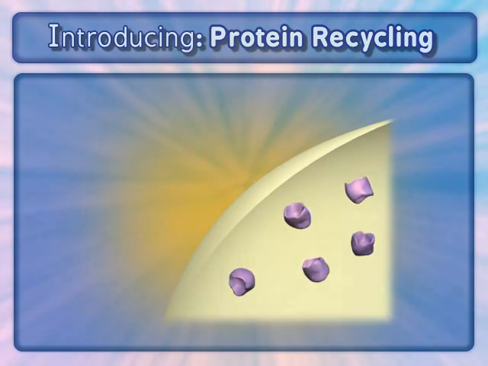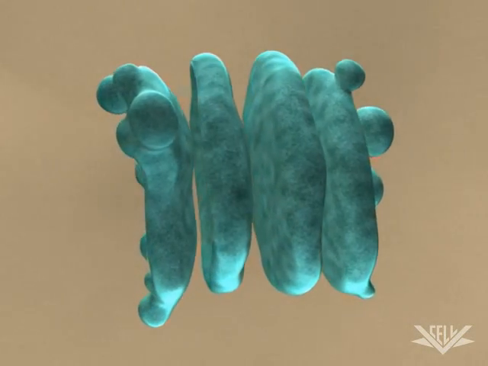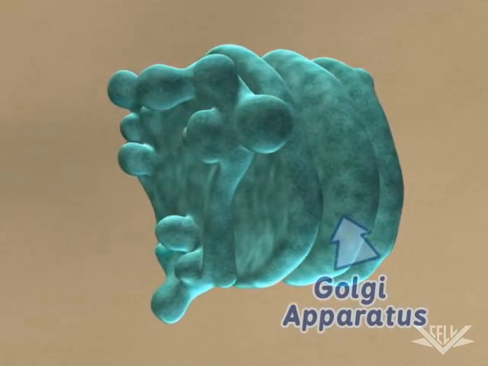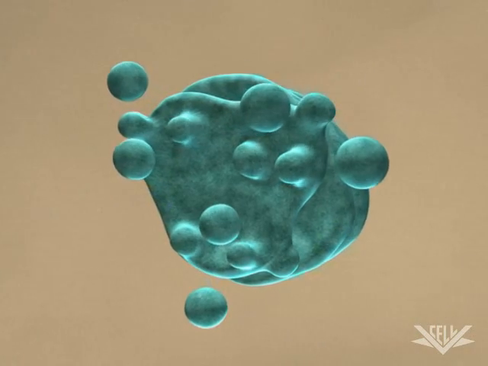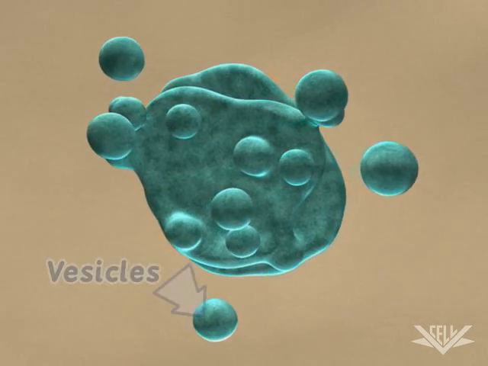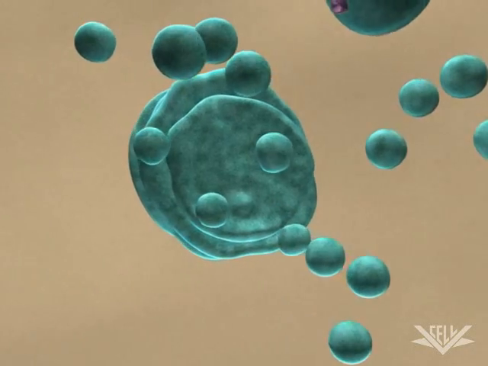protein trafficking. As illustrated in the protein trafficking animation, many proteins are processed through the Golgi apparatus and the trans-Golgi network and eventually stored in vesicles. The vesicles are membrane-bound cargo vessels that can move to different cellular locations.